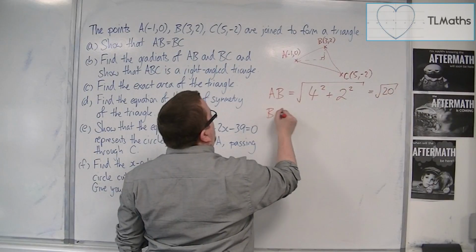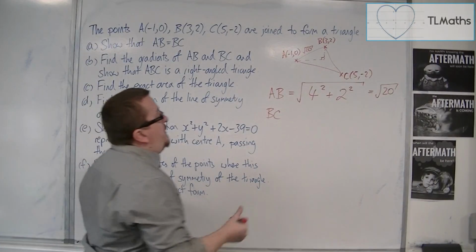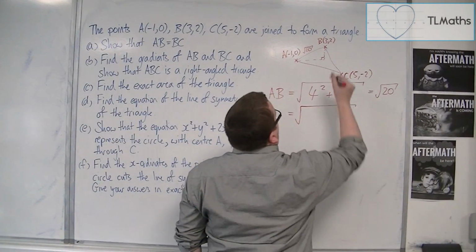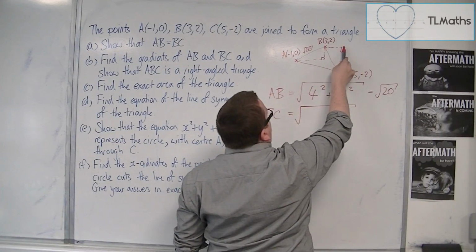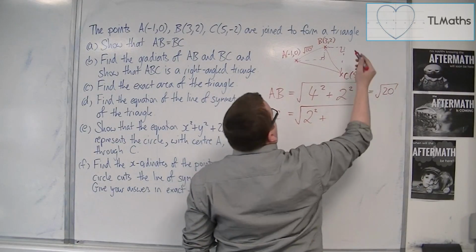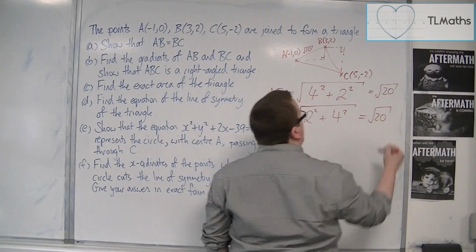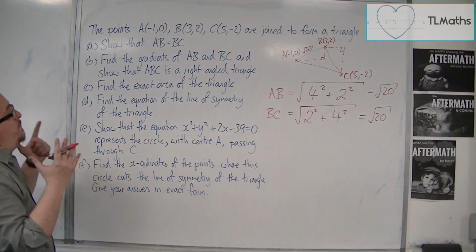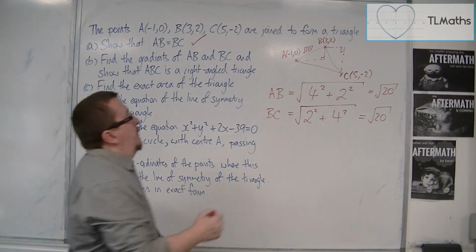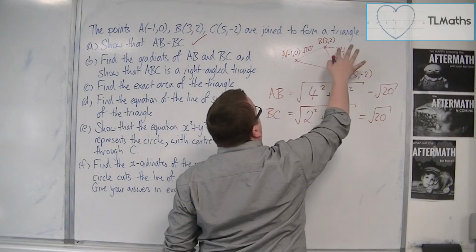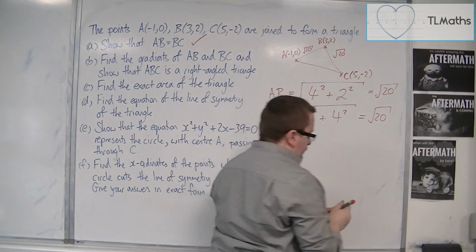We then have BC, so I'll write that root 20 onto my diagram. For BC, what have we got? Well, another right angle triangle. Now we've got a base going from 3 to 5, so that's 2 squared, and a height going from 2 to minus 2, so that's 4 squared. So it's the same, root 20. So therefore, we've shown that AB is equal to BC. So we can tick that off. On my diagram, I'll erase the two triangles that I've drawn there, and I'll make sure that I've got root 20 and root 20 on.